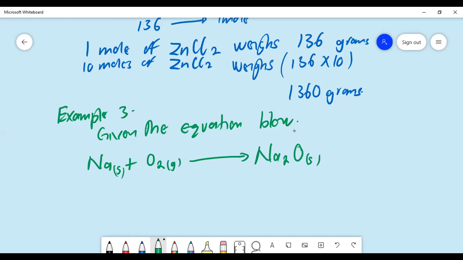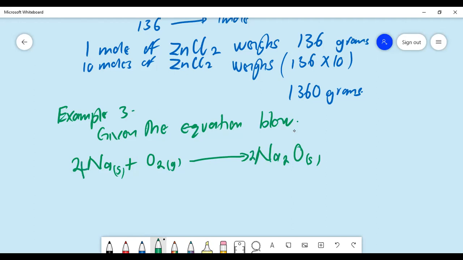Is it balanced? No. How do you balance? I put a 2 after Na. So it's now balanced. Yes. But here, even here is not balanced. So oxygen is 1. If I put a 2 here, these are now 2. So I put a 4 here. Are you there? So it is balanced now.